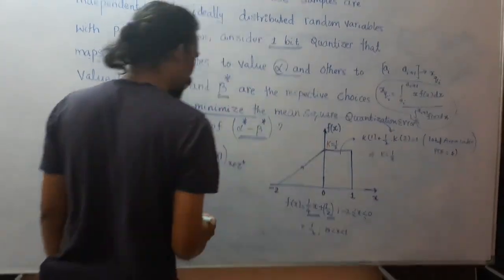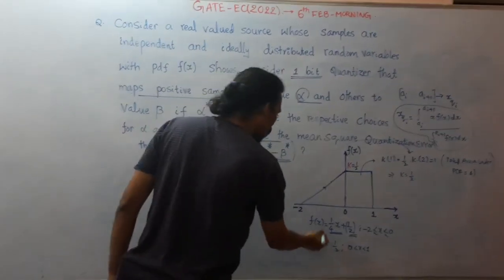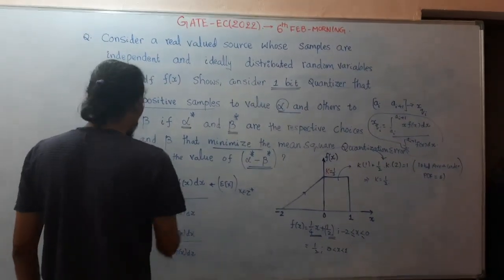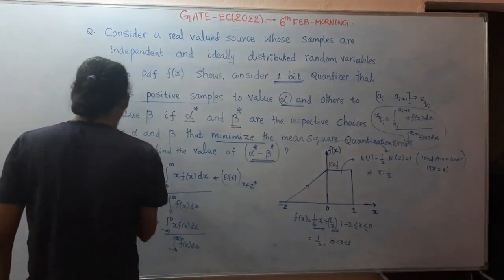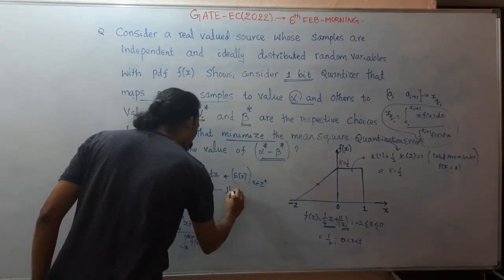X less than 1. Okay, my dear friends, now we derive the f of x function. Now we have to substitute this value here. Okay, what should be the alpha value? Now I am calculating the alpha star value.